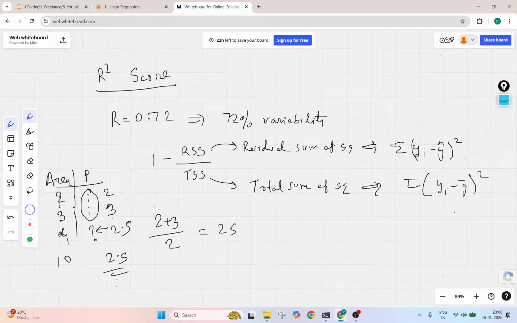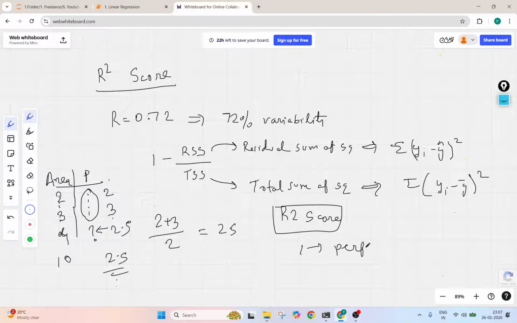So this is a mean model, which is not a very good model. What R2 score does is it tells you how much better your model is compared to a mean model. If a model were only to predict the mean value, keeping that as a base model, how much better is your model? So whenever the R2 score is 1, it means perfect prediction.